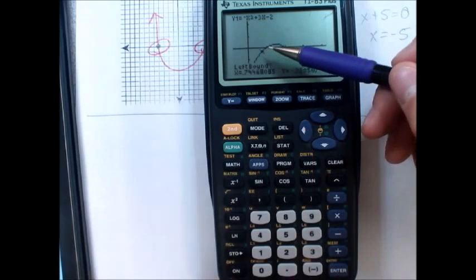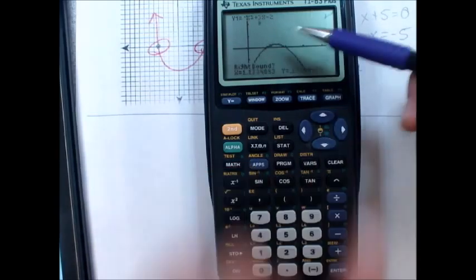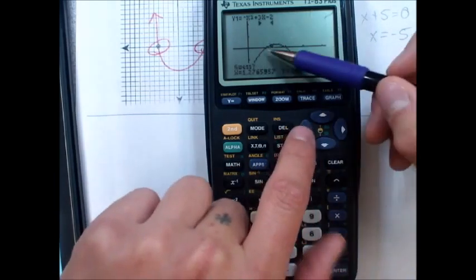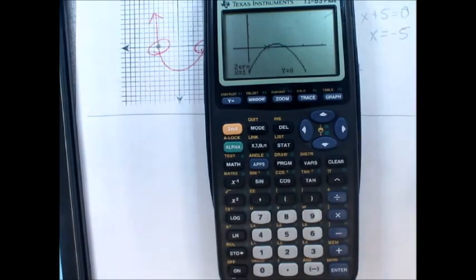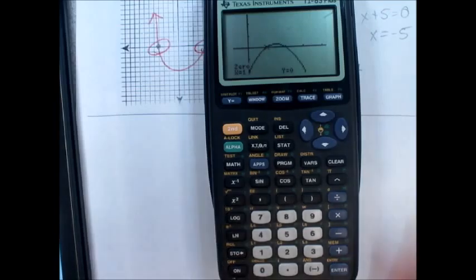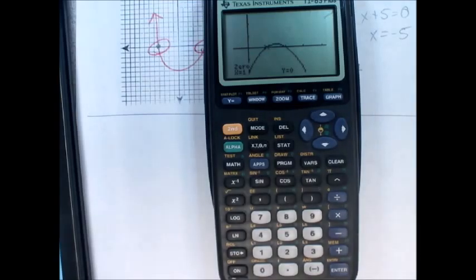So I'm just below my x-axis. Right bound is just on top of the x-axis, and I press enter there again. Guess is where I think it crosses the x-axis, and I press enter again. And it crosses the x-axis at the first point at 1, 0. Okay, so I would write that down. That's one of my zeros, 1, 0.